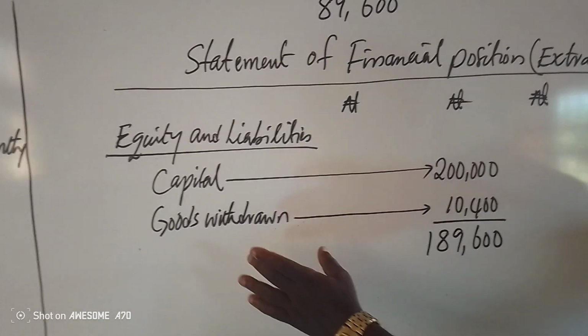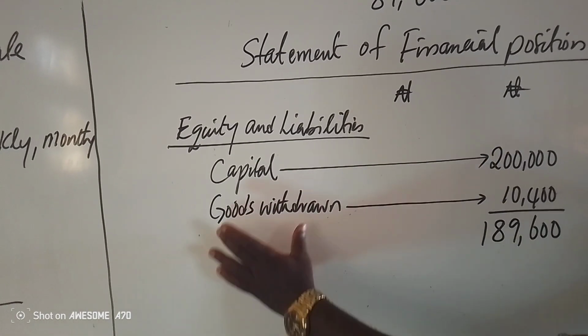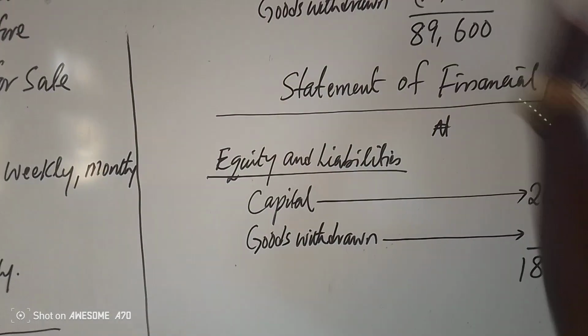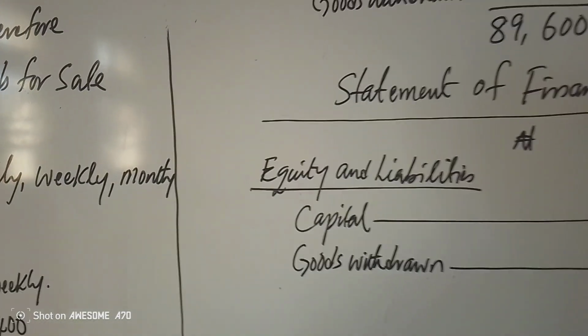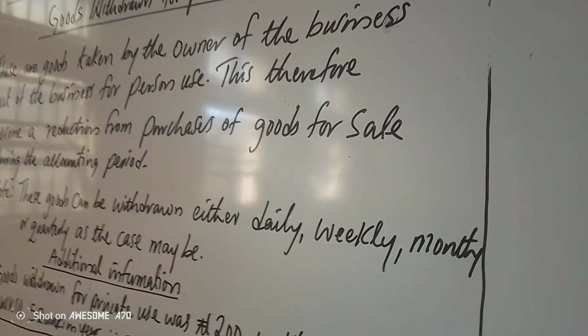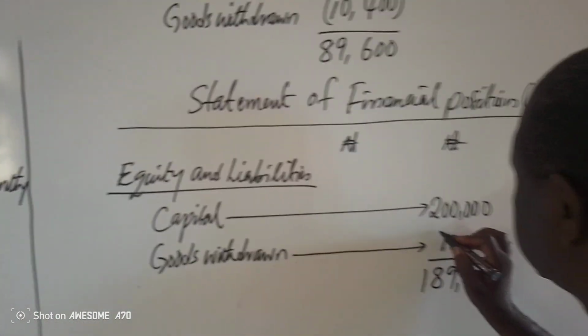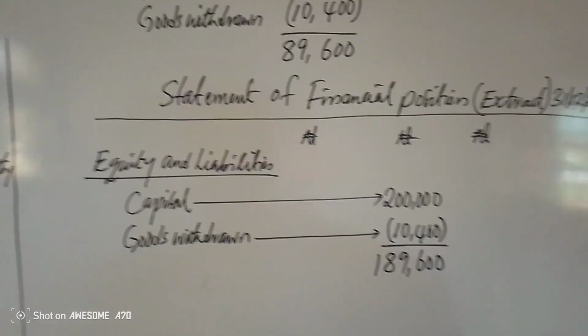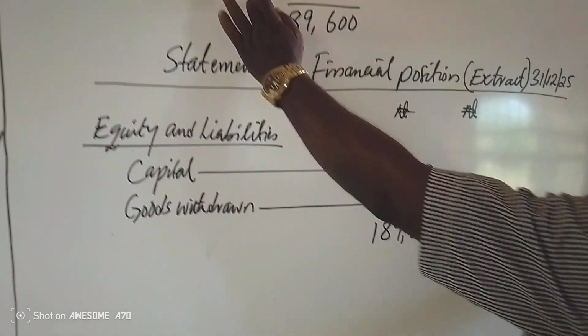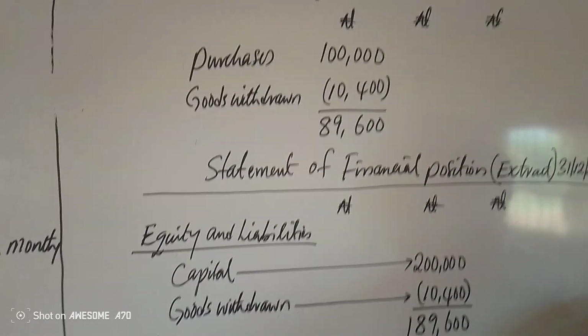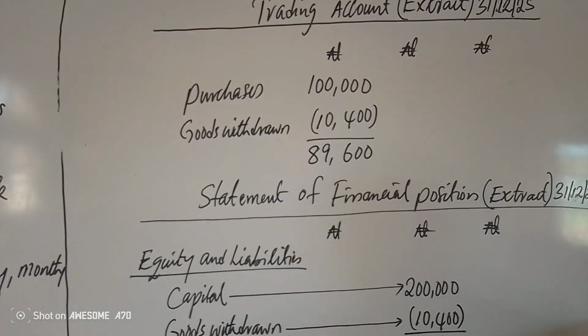This is the situation where we have what is called cash drawings. Cash drawing is not deducted from purchases. I just want to bring your mind back. Cash drawing is not deducted from purchases. What is deducted from purchases is only goods withdrawn. So please don't forget goods withdrawn for personal use for drawings.